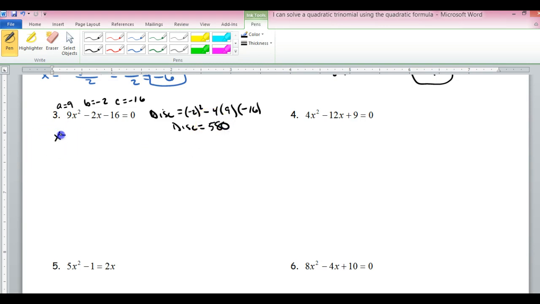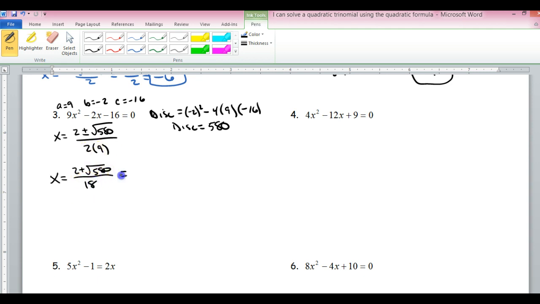Now I can go ahead and find my answers. X equals, if b is negative 2, the opposite of negative 2 is positive 2, plus or minus the square root of 580, all divided by 2 times 9. Now you should notice 580 is not a perfect square, so you have to make sure that you evaluate this in the calculator correctly. So you do 2 plus the square root of 580, all divided by 2 times 9, which is 18.